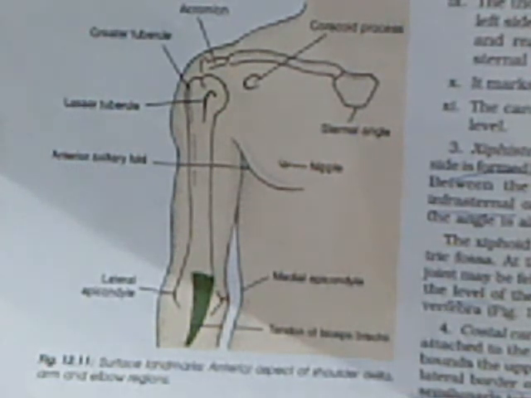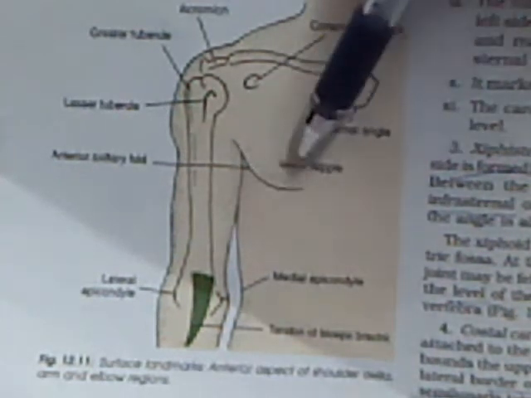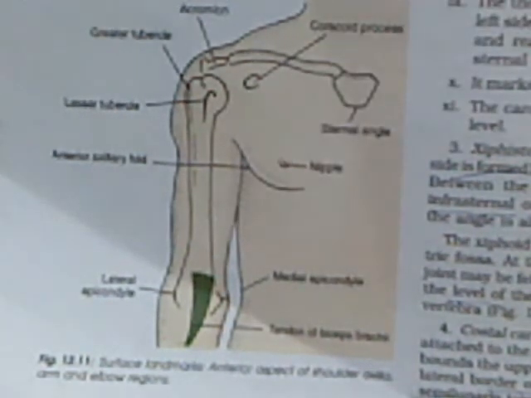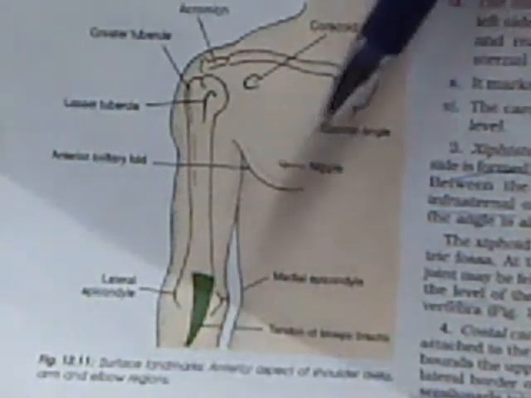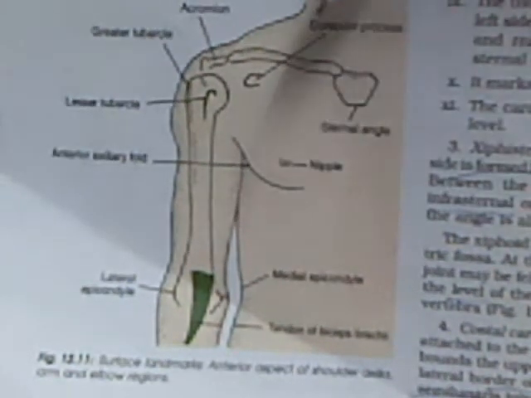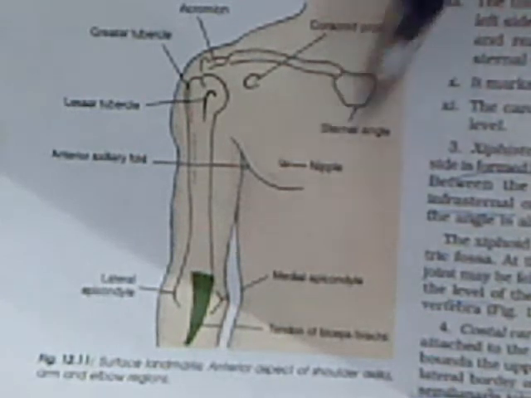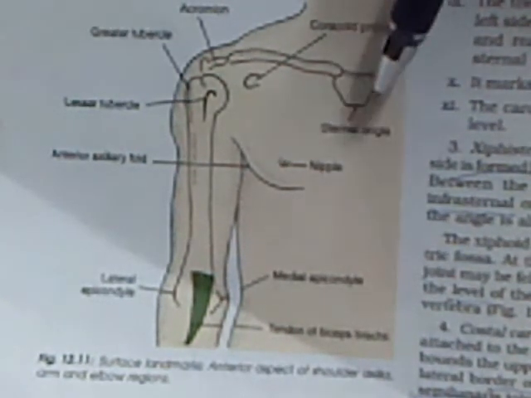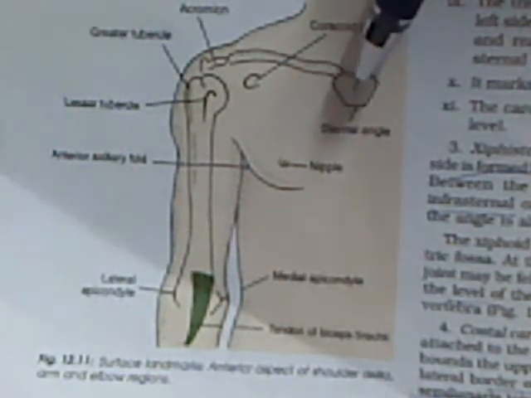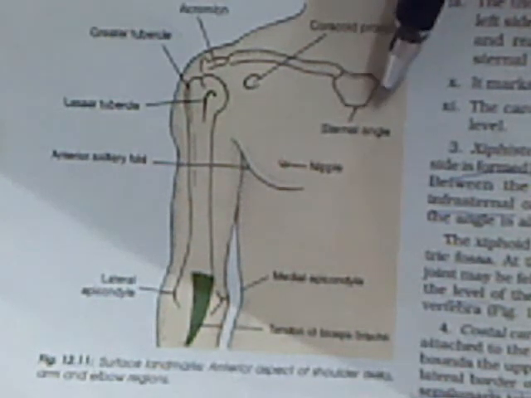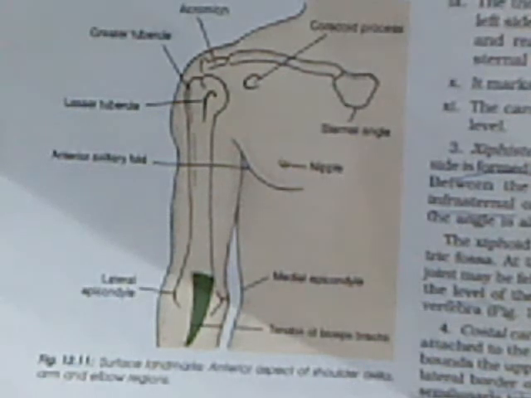The thoracic duct crosses from the right to the left side at the level of the fifth thoracic vertebra. So the thoracic duct is going to cross from the right to the left side at the level of the fifth thoracic vertebra and reaches the left side at the level of the sternal angle. So the thoracic duct is going to ascend and cross from right to left at this level, and reaches the left side at the level of the sternal angle.